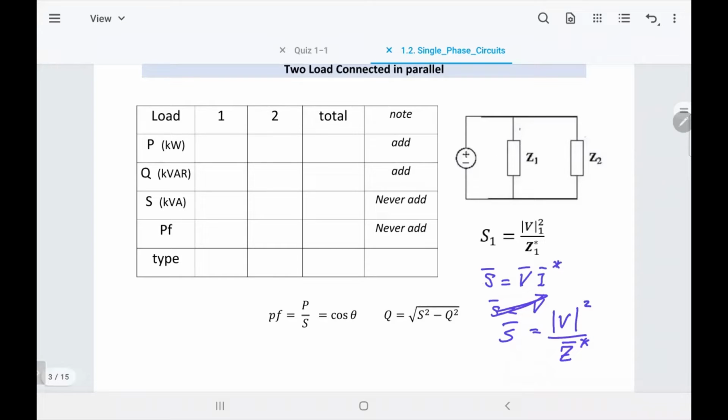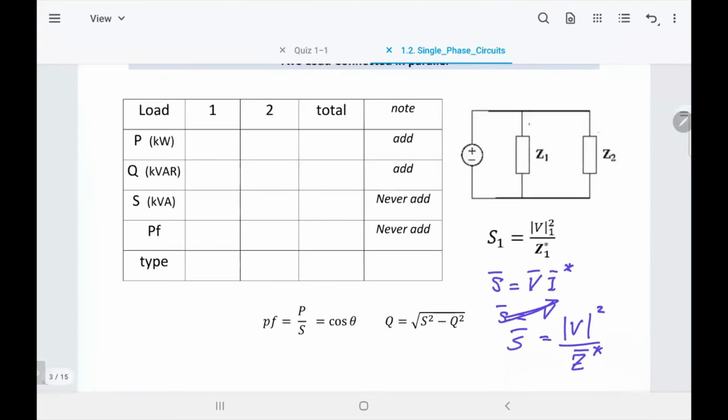If you want to find the complex power on impedance Z1, you take the voltage across the impedance Z1, the magnitude only, squared, then divided by the conjugate of Z1. If you want to find the complex power across the second load Z2, find the voltage magnitude across Z2 squared, divided by the conjugate of the impedance Z2. Then you will get S1 and S2, and S1 and S2 will be phasors or vectors. Then you can add the vectors. Don't add the magnitudes of apparent power.